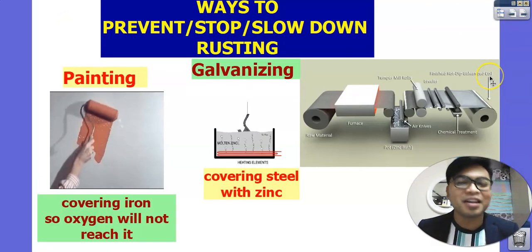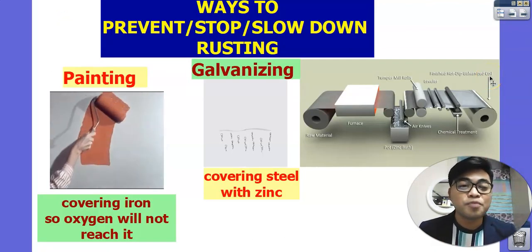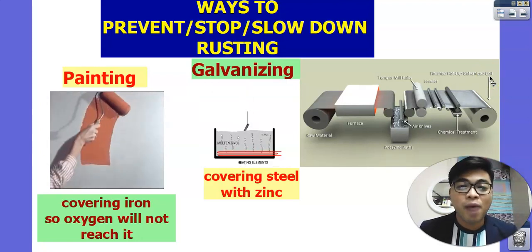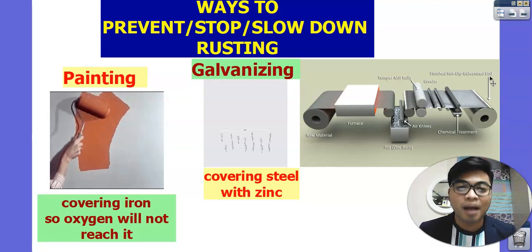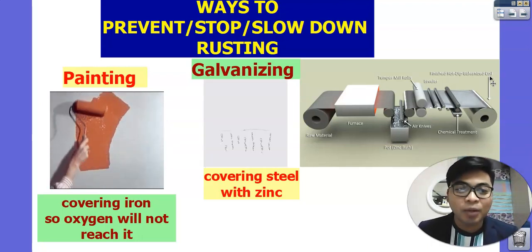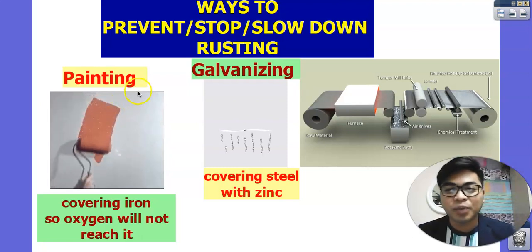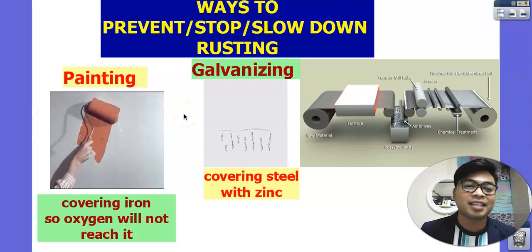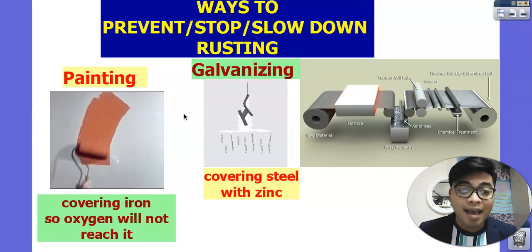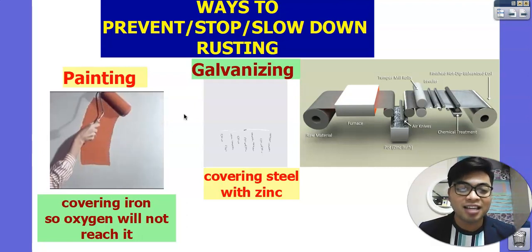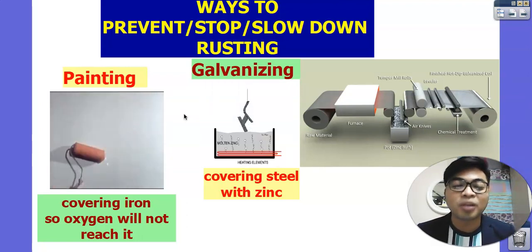I also have here two suggestions, two best practices that are considered to be ways on how to prevent, stop, or slow down rusting. One is painting, and the second one is galvanizing. Let's take a look first at painting. We usually do this on metal surfaces. We put paint. Why? Because we need to cover the iron so oxygen will not reach it or penetrate it.